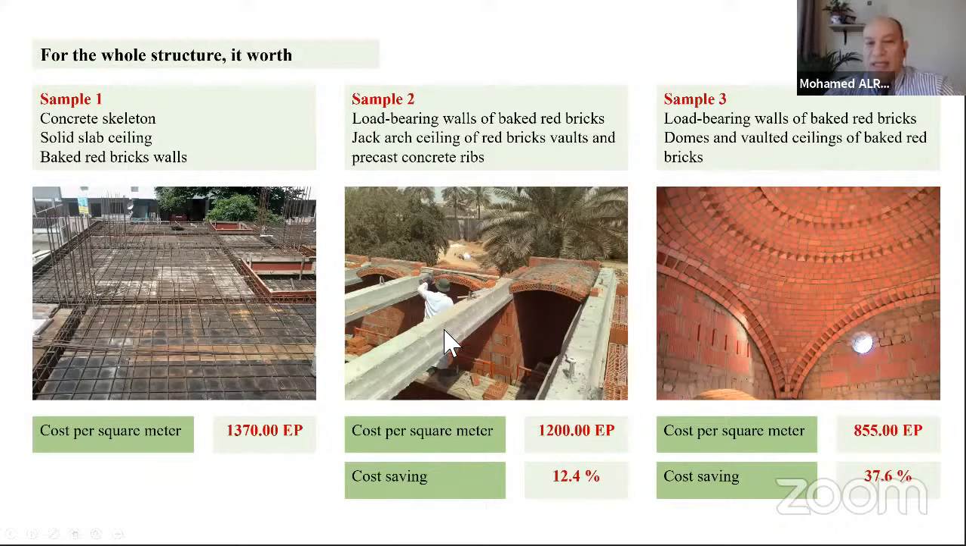We achieved, in the second choice, almost a 12.5% reduction in cost. And when we use a monolithic material, bearing walls, and domes and vaults for the roofing system, we achieved about a 38% reduction in cost.